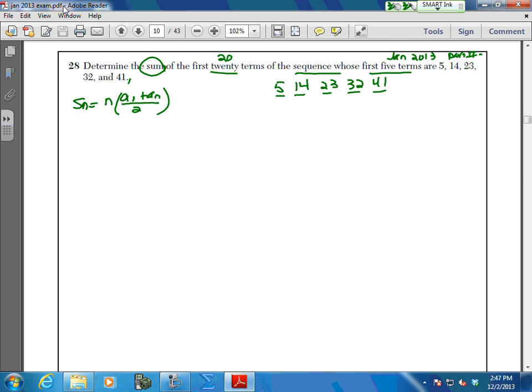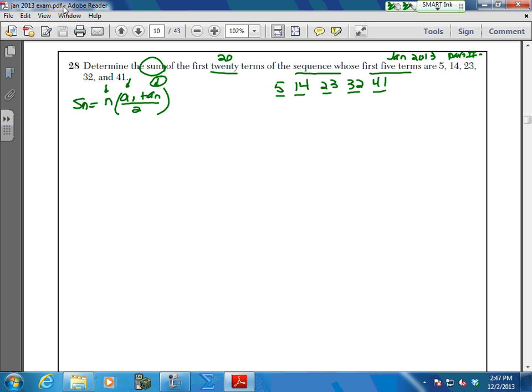Notice you need the first one. You know the n, you have that. You do not have a to the n, the last one. You need the 20th number. Now, if you take that sequence and you continue it, you can find the 20th term and then simply just add them up, and that would work as well.